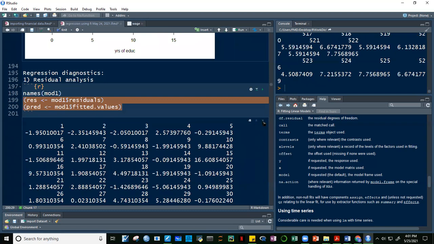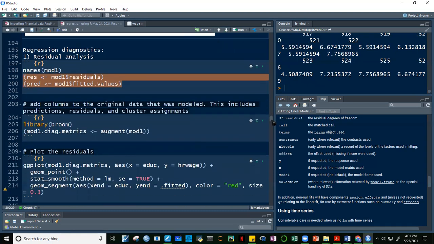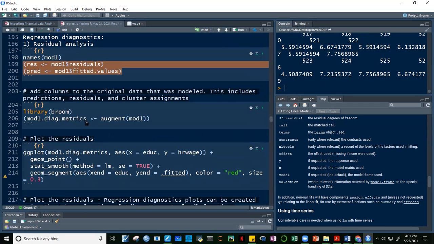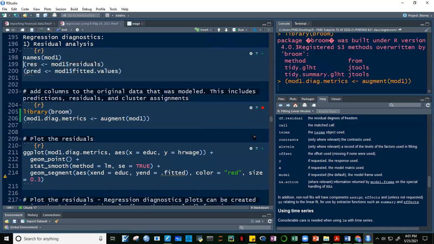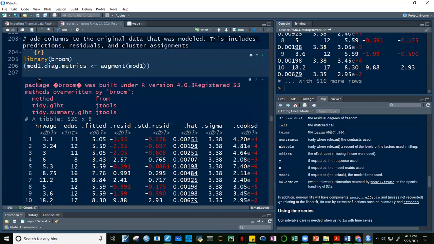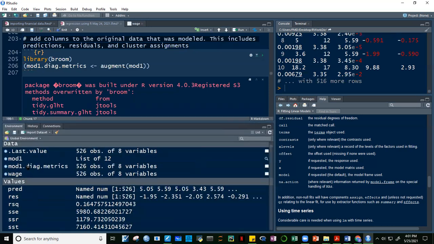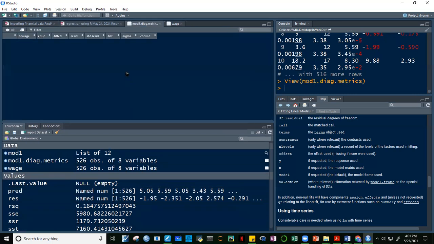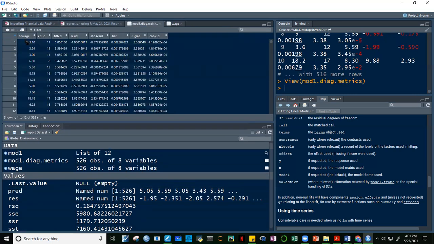Okay, then lastly, let's stop here in this function. So we created an object called mod1 diagnometrics. Let's access that. What is inside that object? This. The augment function will add. Okay, so this is our dependent variable, wage, education, independent variable. These are our predicted values from the model. These are the residuals. Okay, so how did we get this?